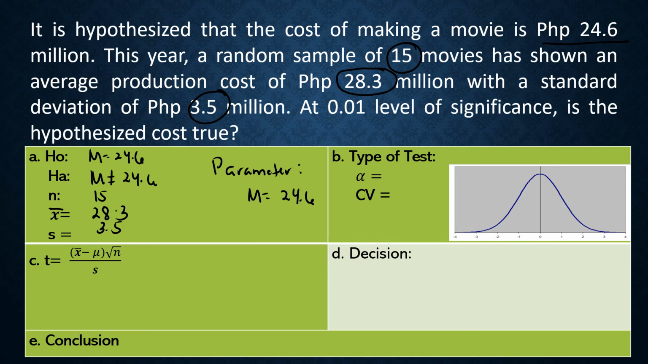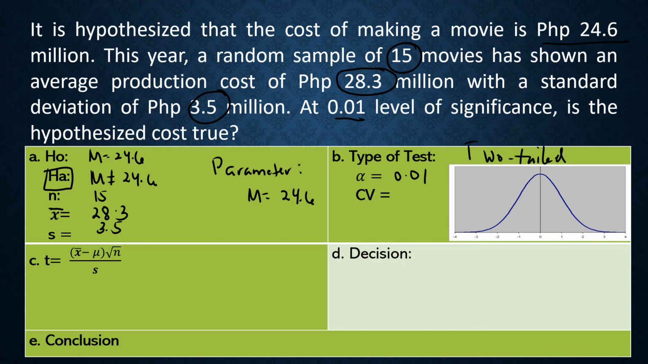For letter B, we're going to identify the type of test. In order for us to identify the type of test, we're going to take a look at H sub A. H sub A deals with not equal. Therefore, we're going to have two-tailed. Just always remember it will be one-tailed if your H sub A or your alternative hypothesis is greater than or less than. Now for your alpha, we have the level of significance which is 0.01.